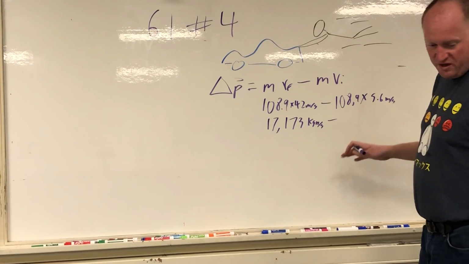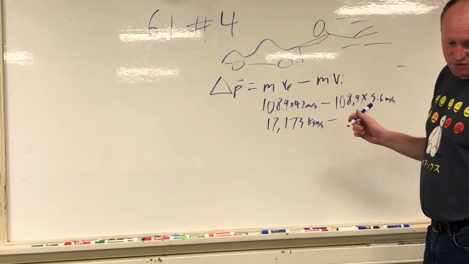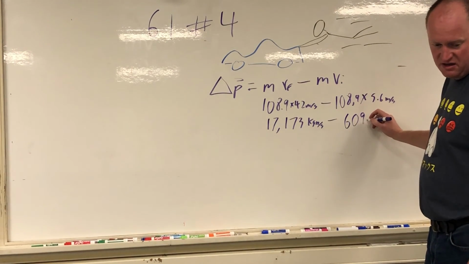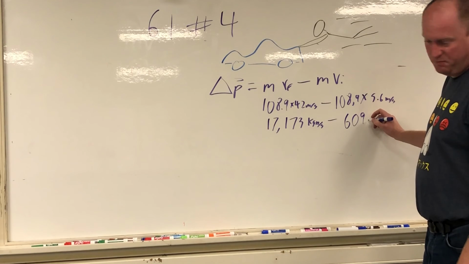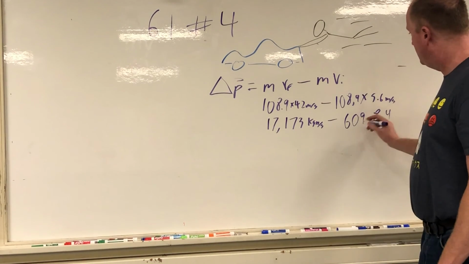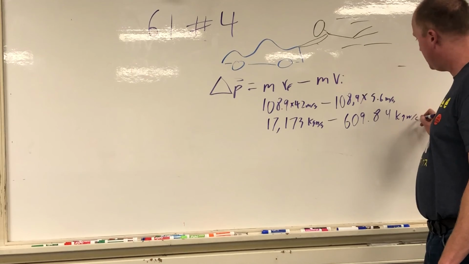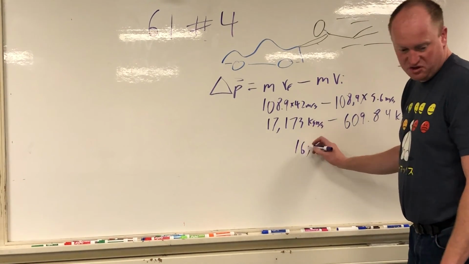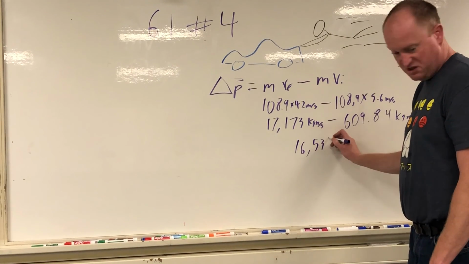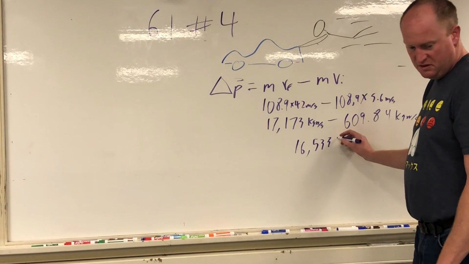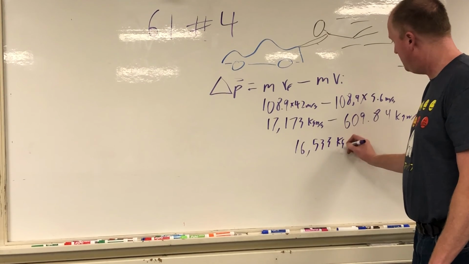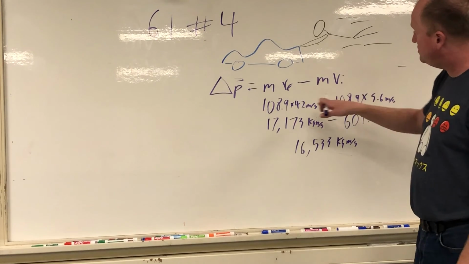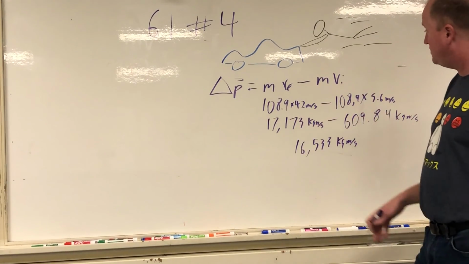Now, let's figure out what I started out with. Well, we figured this out a few times already, but I do the calculation, and it comes out 609.84 kilogram meters per second. I subtract them, and I get something like 16,563 kilogram meters per second. Now, it can only have two sig figs in the answer.